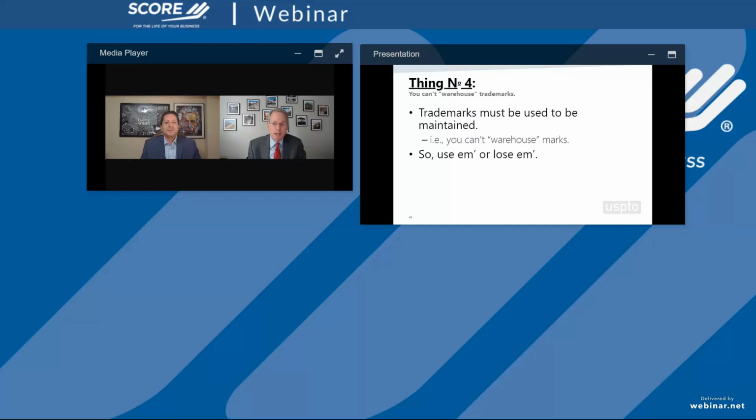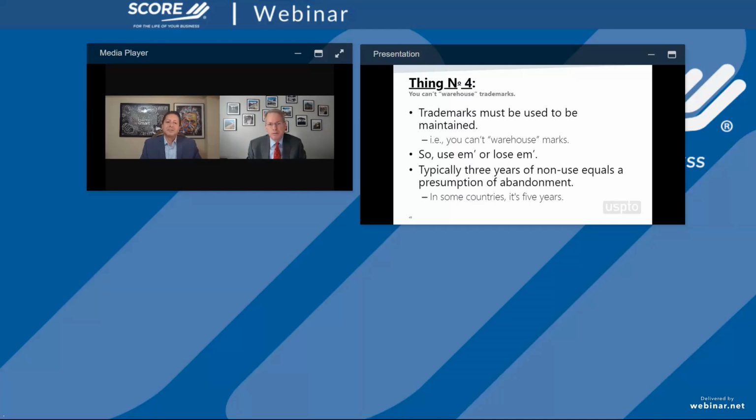Now people ask, well, how long does that take? By and large, in the US anyway, if you don't use it for 3 years, there's a presumption of abandonment, meaning the court may presume it, but you can prove otherwise. So it's not automatic, but if you haven't used it for 3 years, you've got to be worried about it. In some countries it's a little longer, 5 years, but here it's 3. So keep that in mind.